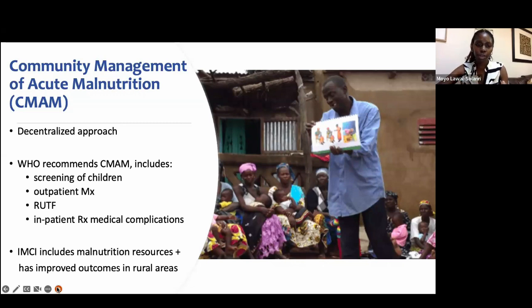The IMCI also promotes CMAM. It has sections on malnutrition and how to prescribe ready-to-use therapeutic food, and it's really improved the outcomes, especially in rural areas.